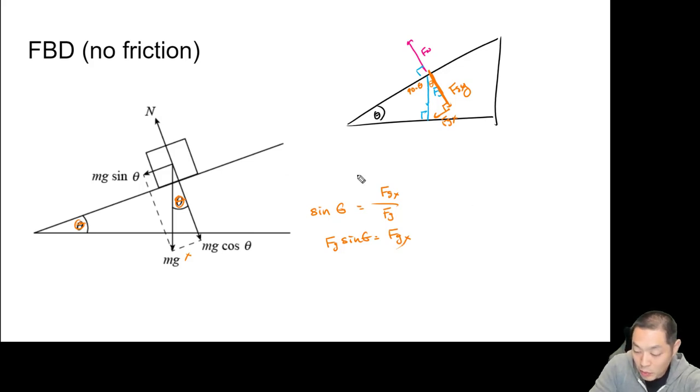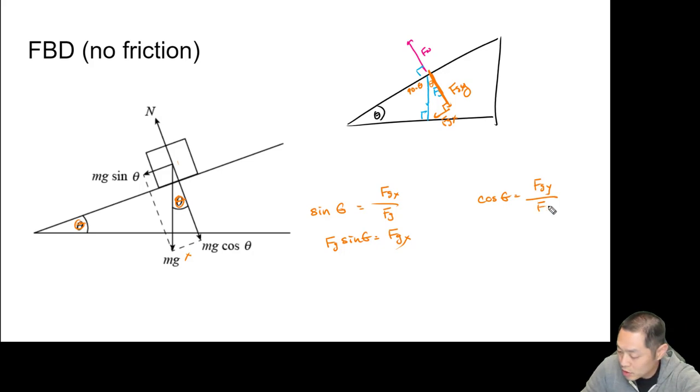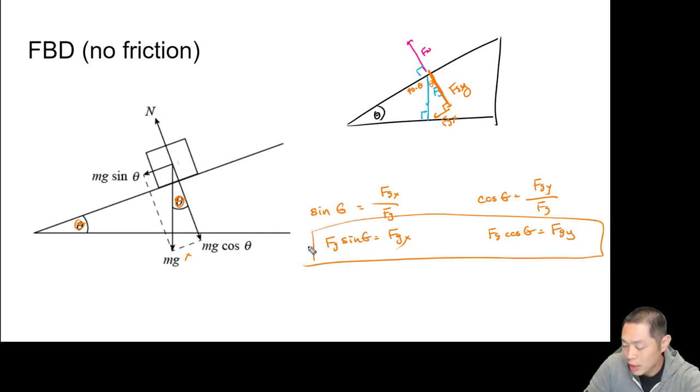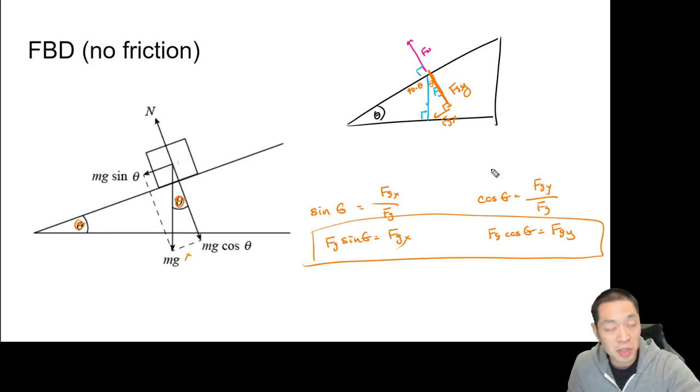And then if we do the same thing with cosine, cosine theta will be this one right here, FG in the y direction over hypotenuse, which is FG. So you multiply across, so FG cosine theta equals FG in the y direction. So here's my two things which will hold true, because even if the slope is rotated on the other side, the angle is still going to be the same.